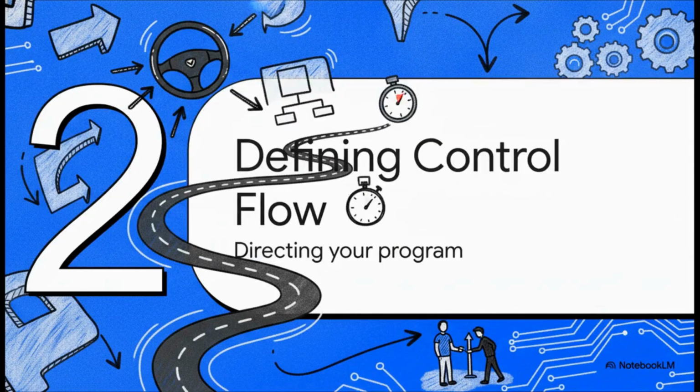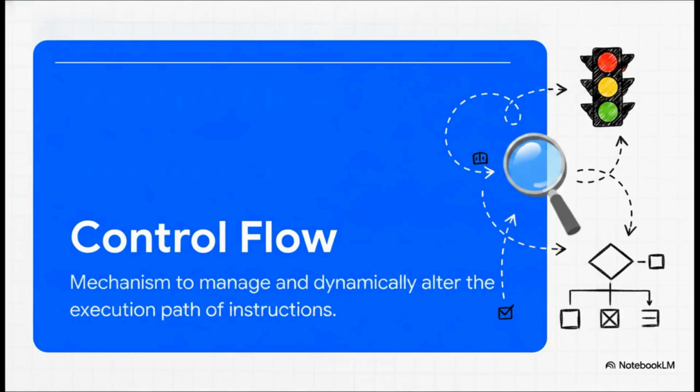Section 2, defining control flow. Which brings us to the exact mechanism that solves our strict sequential problem: control flow. It is the ultimate tool that empowers you to manage and dynamically alter the execution path of your instructions. Basically, you become the traffic director of your code. You're no longer at the mercy of just reading top to bottom. And C++ gives us 3 very specific categories of statements to actually pull this off.